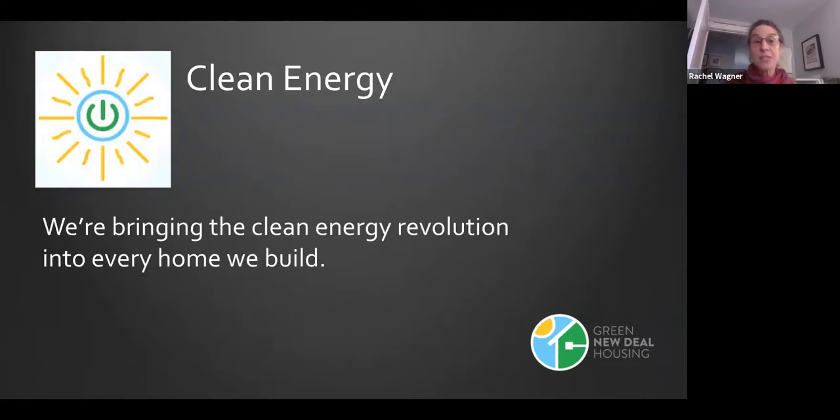So part of that solution is clean energy. And we're kind of saying we're bringing the clean energy revolution into every home we build. All Green New Deal homes are all electric. There is no gas in these houses, meaning if you're putting a new home into an existing infill site, we are literally not connecting to the gas line. We are counting on beneficial electrification along with the solar PV panels for each home, so that all of our homes have the ability from day one to be zero net energy. And as the grid transitions to be 100% renewable energy, then we will be zero carbon. Next.